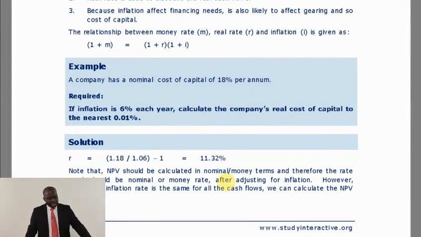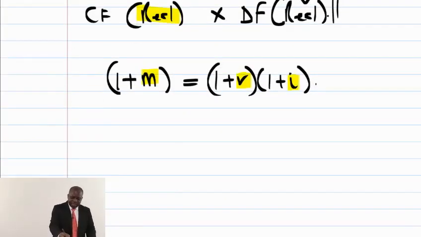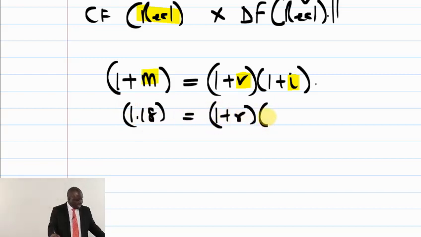So example here is a company has a nominal cost of capital of 18% per annum. If the inflation is 6% each year, calculate the company's real cost of capital to the nearest 0.01%. Okay, so we're using this formula. So if we are using that formula, the cost of capital in terms of nominal is giving us 18%. So I'll say 1.18 here is equal to 1 plus R, times 1.06. The real rate is what I'm looking for. And the inflation rate is giving us 6%. If you are looking for the R, you have to take these ones from there.